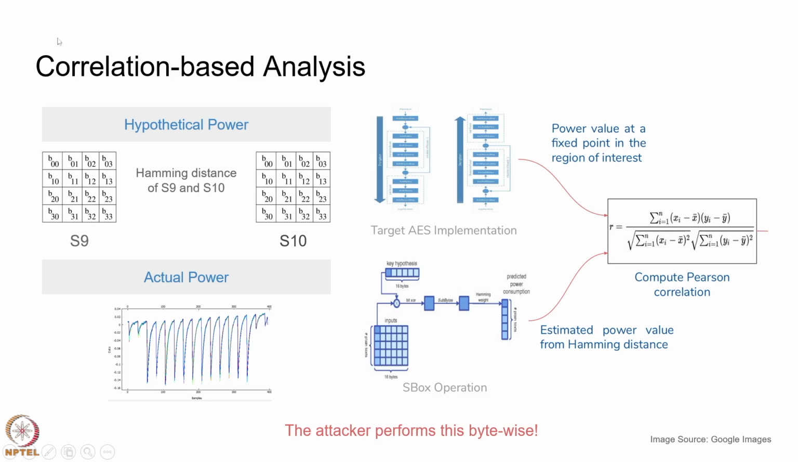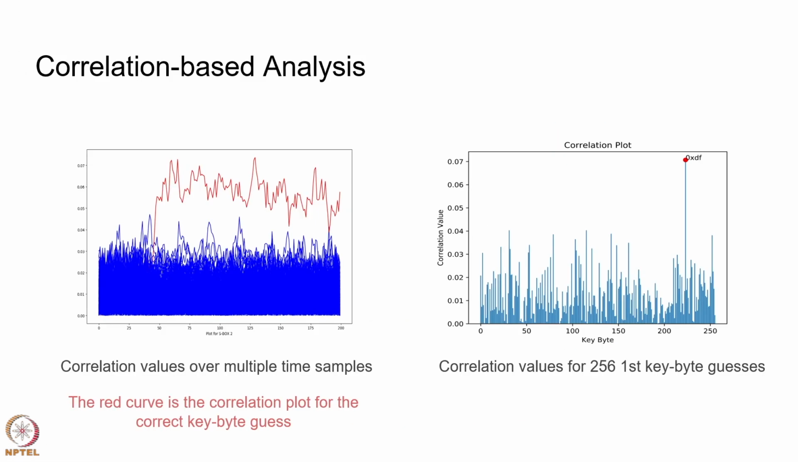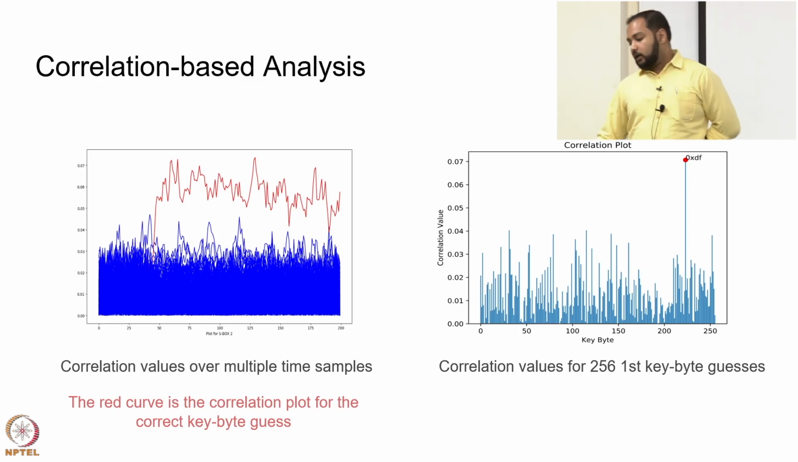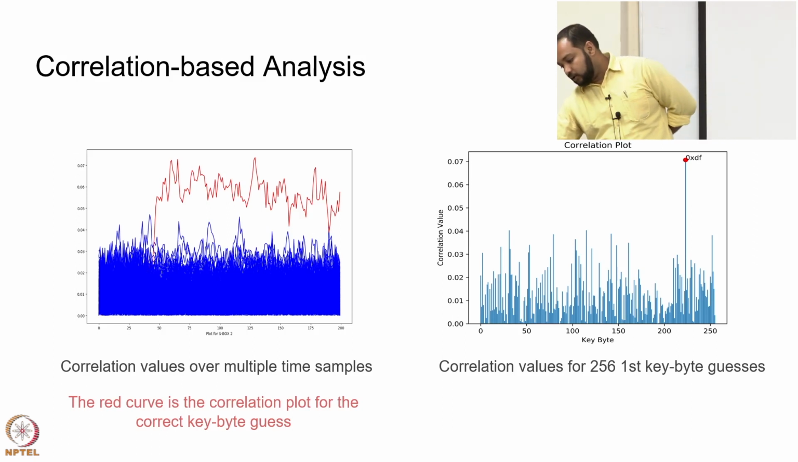It is the difference in the positions of the ones between the 10th round output and the 9th round output. Based on that, you get the Pearson correlation. If you calculate the Pearson correlation between your real power and the hypothetical power, you will get the targeted key byte that we are trying to extract.